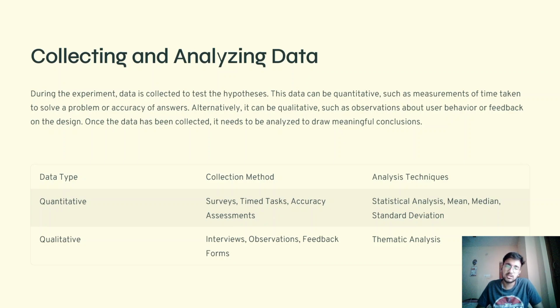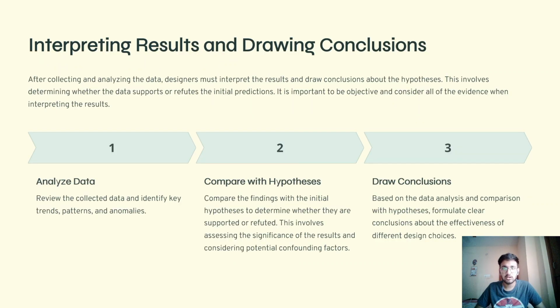Data types are also divided into two, which are quantitative and qualitative. Quantitative usually focuses on surveys, time, task, and accuracy assessment, whereas qualitative mostly focuses on observation and feedback forms. The technique used is statistical analysis for quantitative, along with mean, median, and standard deviation. In qualitative, it is thematic analysis, but for the most part, what we will be using is quantitative.